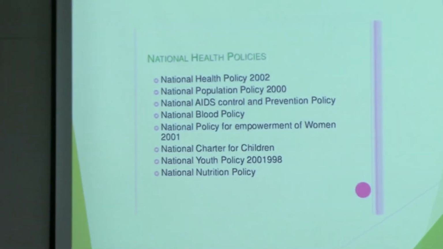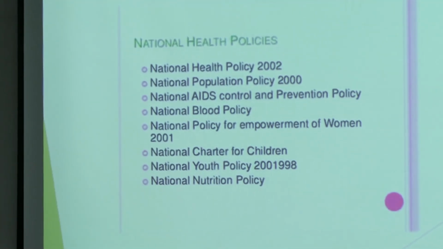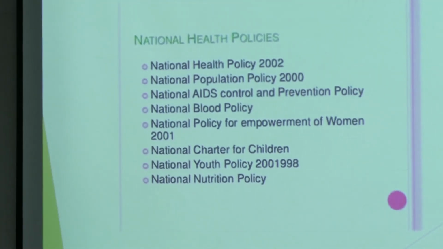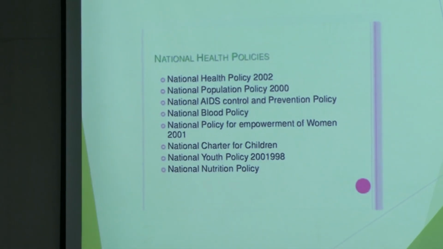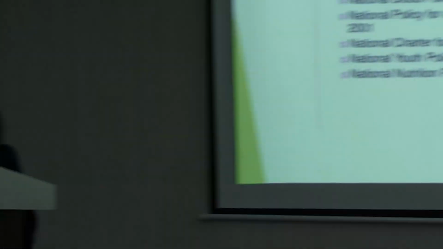Now national health policies. First, National Health Policy 2002. It was first introduced in 1983, and from 1983 to 2002 this policy was going on. It provided the preventive, promotive, public health and rehabilitation aspects of health. Number 2 is the National Population Policy 2000. It was introduced in 2000, and mainly works to decrease the mortality rate.